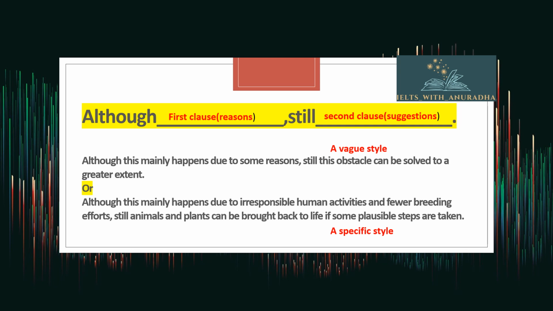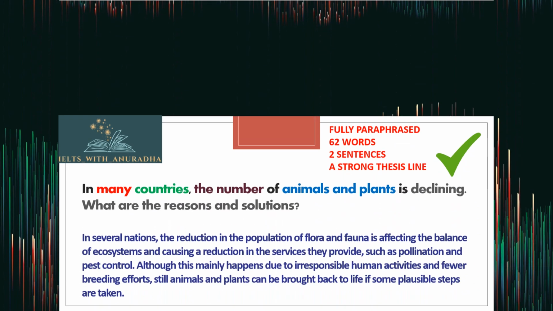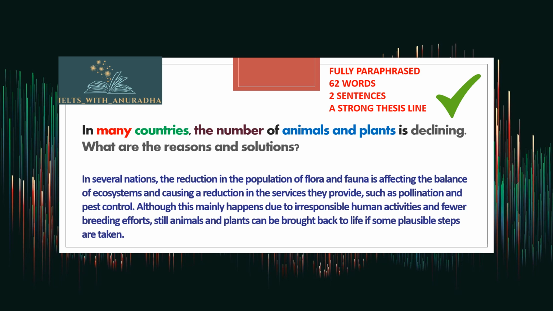Now we will look at the full introduction, including paraphrasing and a thesis line. In several nations, the reduction in the population of flora and fauna is affecting the balance of ecosystems and causing a reduction in the services they provide, such as pollination and pest control. Although this mainly happens due to irresponsible human activities and fewer breeding efforts, but still animals and plants can be brought back to life if some plausible steps are taken. So this introduction is fully paraphrased, written in almost 60 words and completed in 2 sentences, and it gives a specific and very strong thesis line.